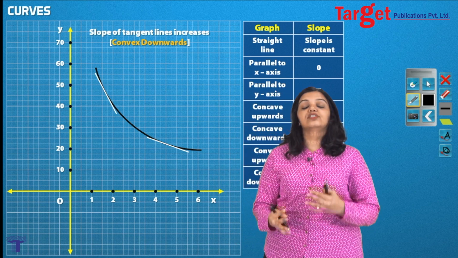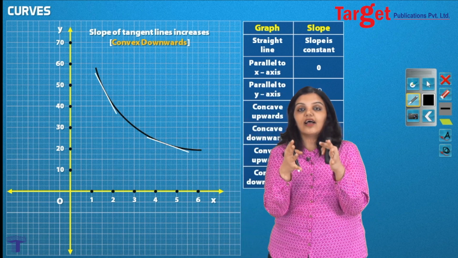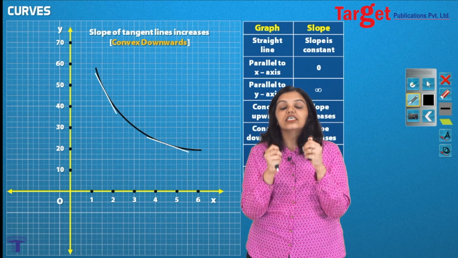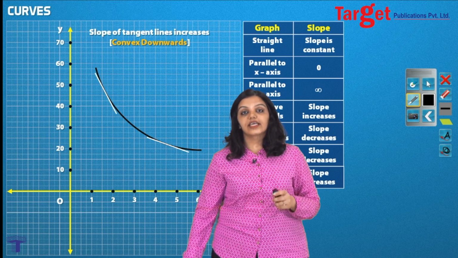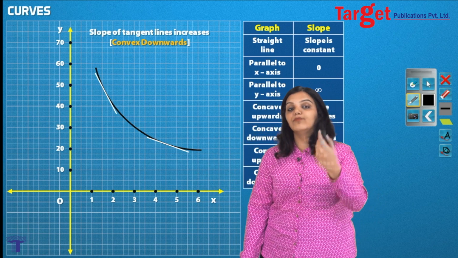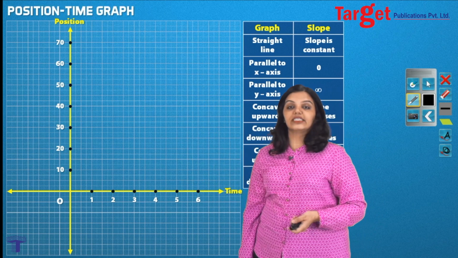Why we are doing this is so that you don't have to memorize the properties of graphs, but can directly look at the graph and analyze what is the property of that graph. So using this wonderful table that we have created, we will analyze actual position time graphs now. So let's move on and look at position time graph.